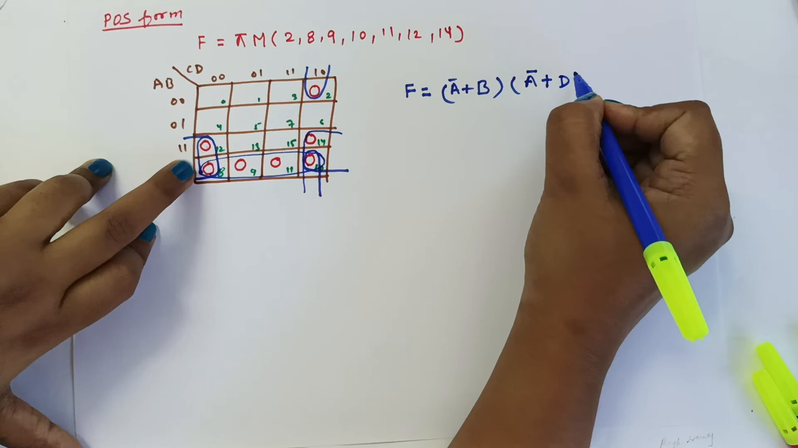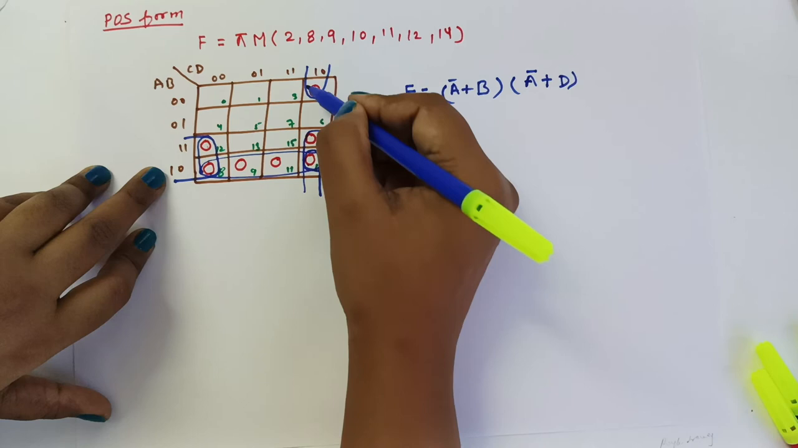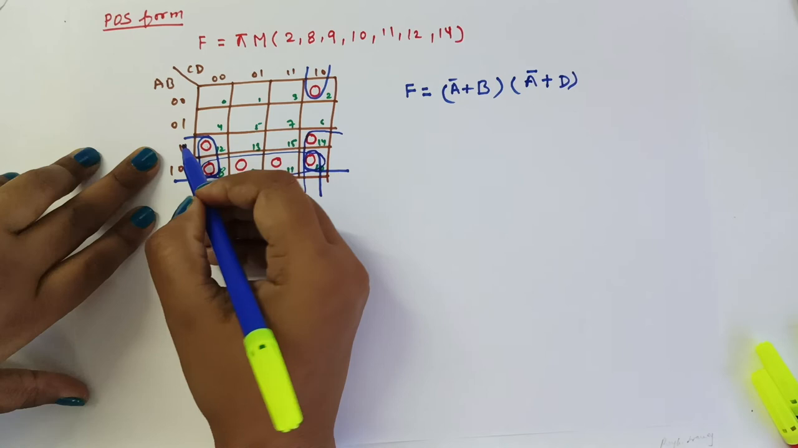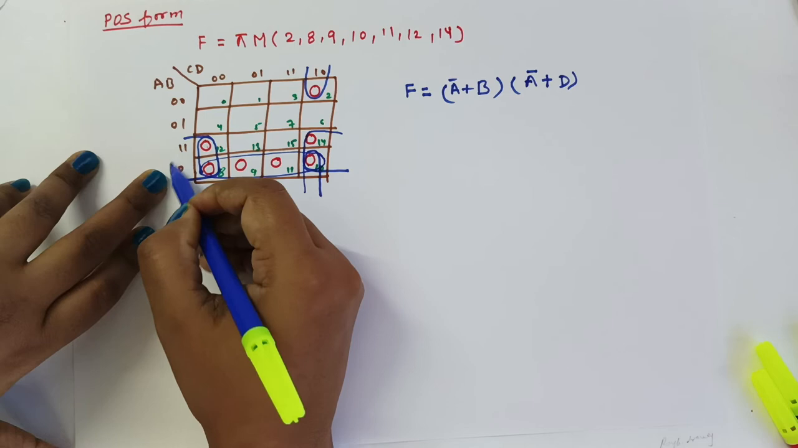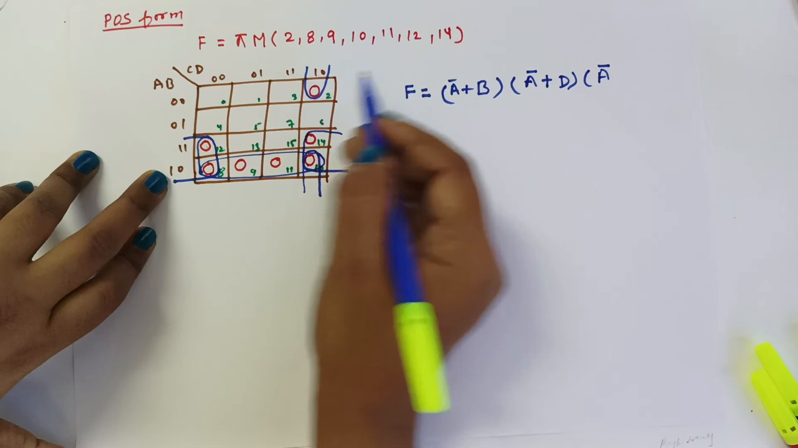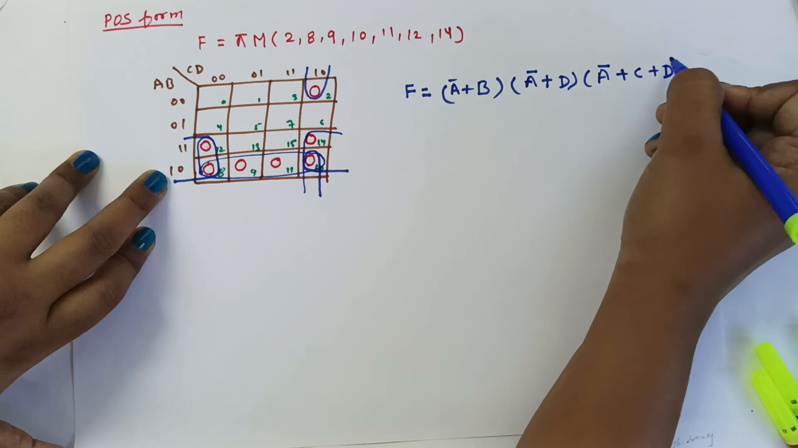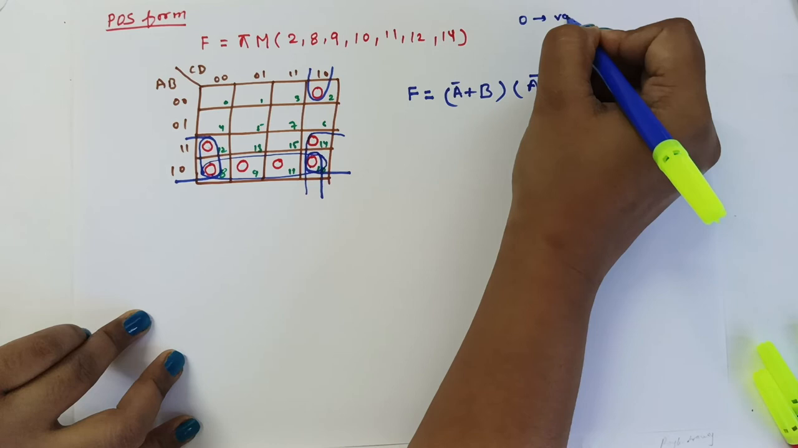Now this 2, so here 1 0 is not changing and here 1 is not changing. So for this 1, A bar, and for this 1 0 we will write C bar plus D. We need to remember 0 as variable and 1 as complement.